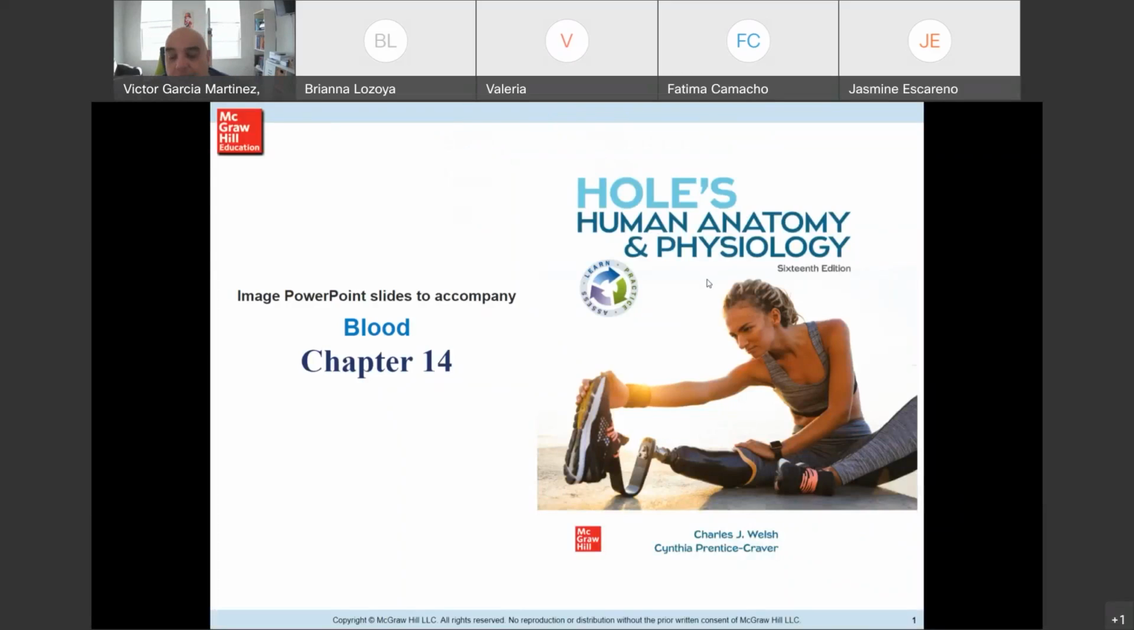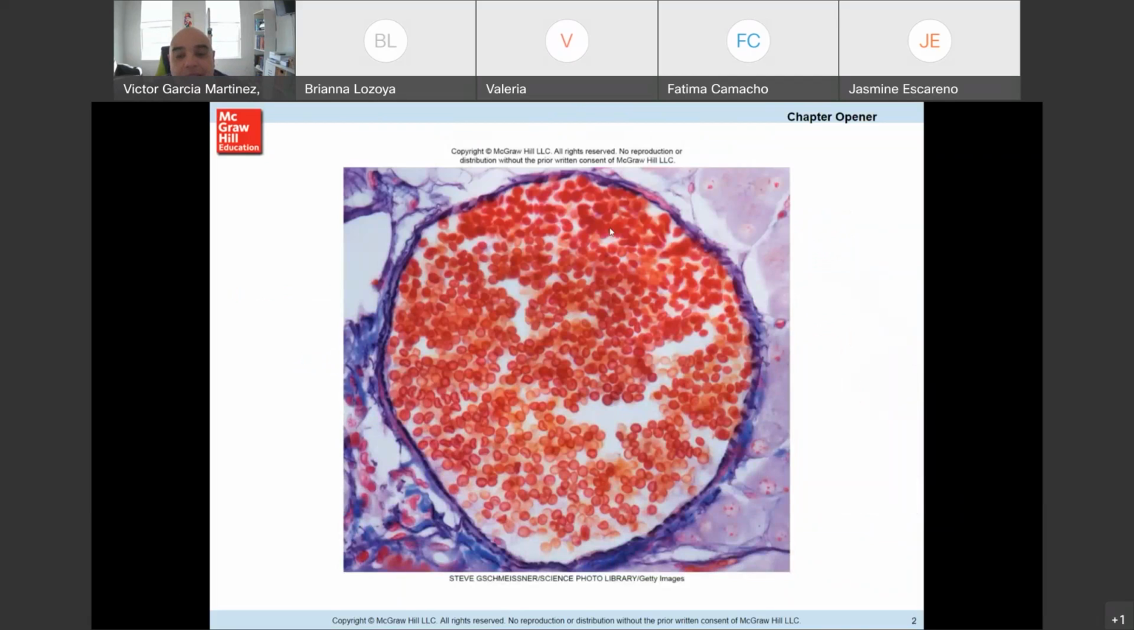Chapter 14, blood. Blood is connective tissue, and it's specialized connective tissue, if you remember. Because blood is connective tissue, we have cells, and we have a lot of cells here. We have a matrix, which is fluid in this case. That is the reason this kind of connective tissue is specialized, because the matrix is fluid. And we have fibers.